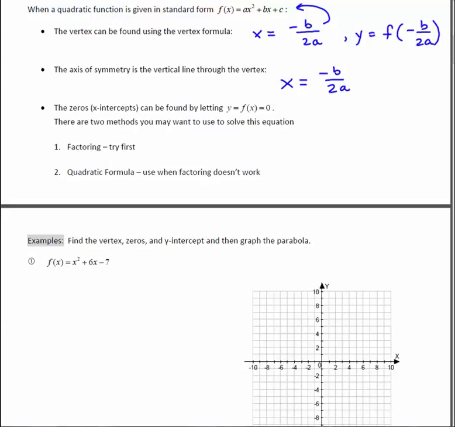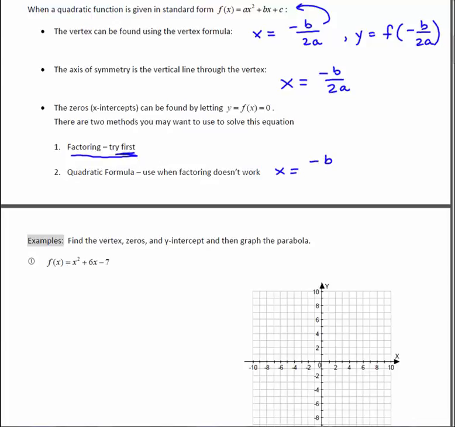Finally, we want to find the zeros, the x-intercepts, and there are 2 ways that we know that we might need to use to solve them. If our function factors, that's usually fastest, and so I normally try my factoring first. If it works, I can solve the equation f of x equals 0 pretty quickly. When factoring doesn't work, then I'm stuck using the quadratic formula. It's not difficult, it's just a little bit more time-consuming.